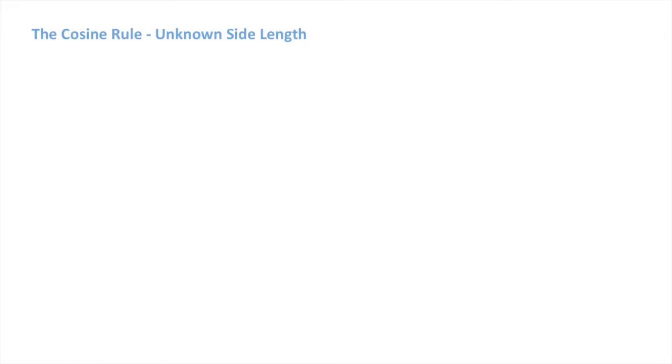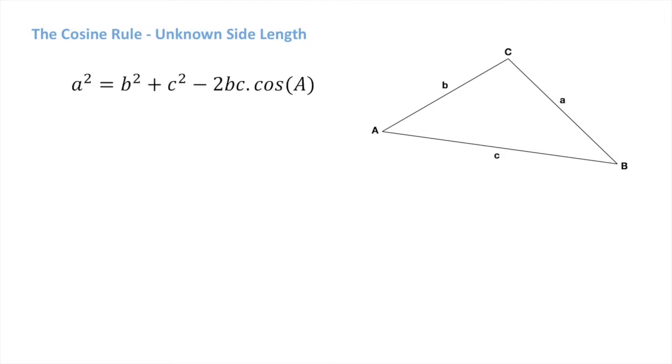In this video, we'll learn how to use the cosine rule to find an unknown side length inside a triangle. Now, let's say we're given this generic triangle. Then the cosine rule states the following: a squared equals b squared plus c squared minus 2 times bc times cosine of A. Now, that formula can be slightly daunting, so let's try and figure out what that's actually telling us.